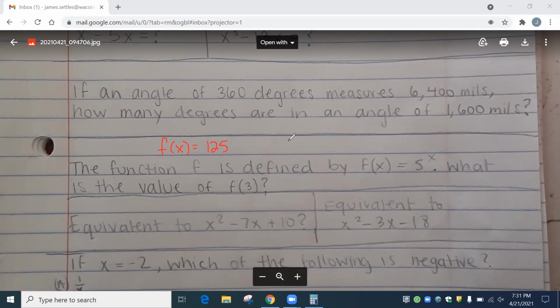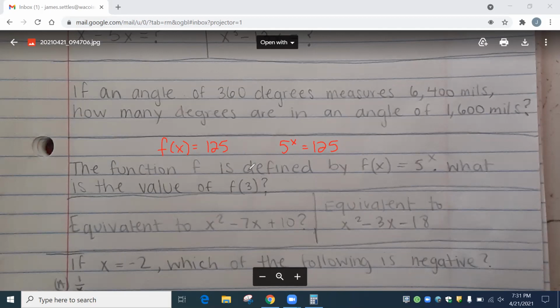So what you would do is put 5 to the x is equal to 125. And then you just got to figure out what goes in here to make 125. And I'm not going to lie, probably your best thing would be to do what I call guessing and checking. It shouldn't be a really big number. And so 5 to the first power would just be 5. 5 squared, 5 times 5 is 25. 5 to the third, and just keep trying numbers till you find the one that equals 125. And of course, it would be 3.